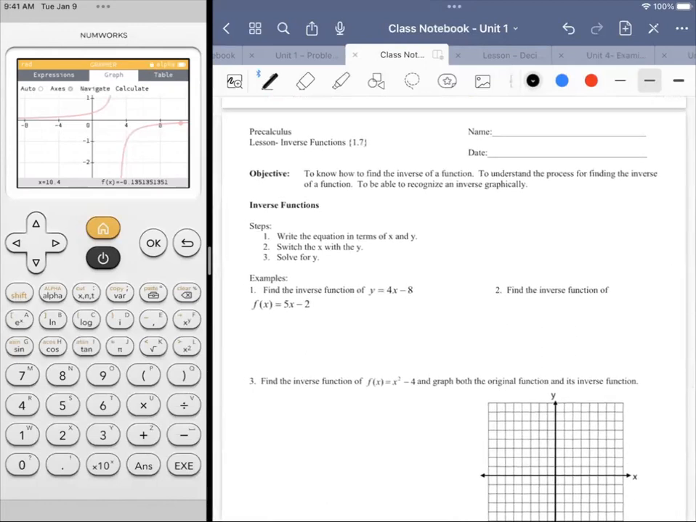If you want to find an inverse of a graph, switch the x value with the y value and solve for y. An inverse function is a one-to-one function, and it is equivalent to a reflection over the line y equals x.